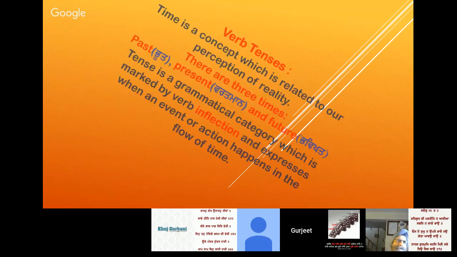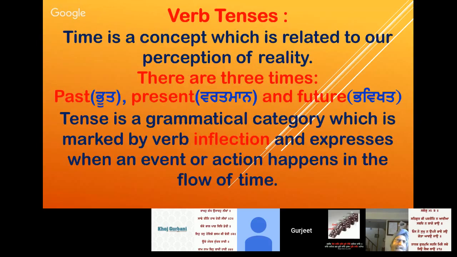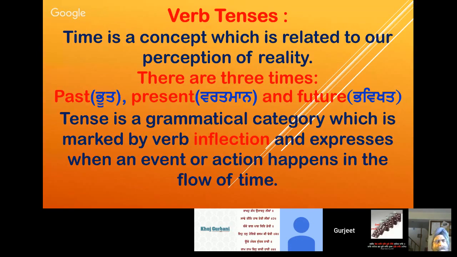Now, what is a verb tense? Time is a concept which is related to our perception of reality. There are three times: past, present, and future. And tense is a grammatical category which is marked by a verb inflection and expresses when an event or action happens in the flow of time, whether it's happening now, or it has already happened, or it will happen. So these are the three scenarios in Maya. This is also called the three gun. It comes as one part of the three gun: past, present, future.